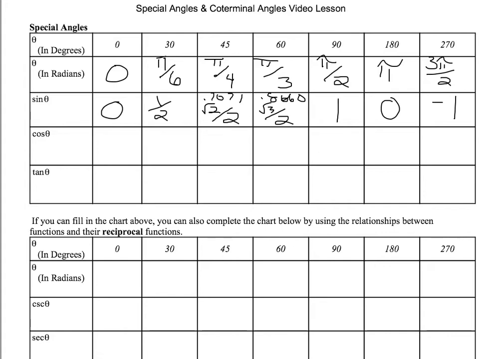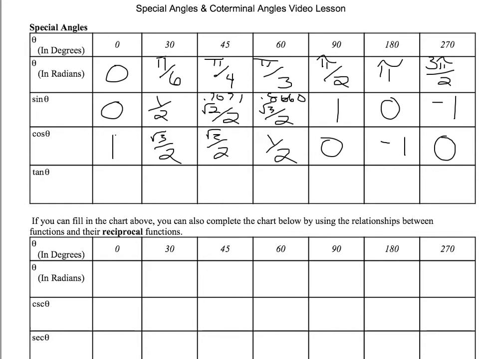Let's look at cosine. Cos of 0 is 1. Cos of 30, oh no, you get that 0.8660 again, but from above you know that that's radical 3 over 2. Cos of 45, 0.7071. From above you know that's radical 2 over 2. Cosine of 60 is 1/2. Cos of 90 is 0. Cos of 180 is -1. Cos of 270 is 0. So those ones repeat, not too bad.